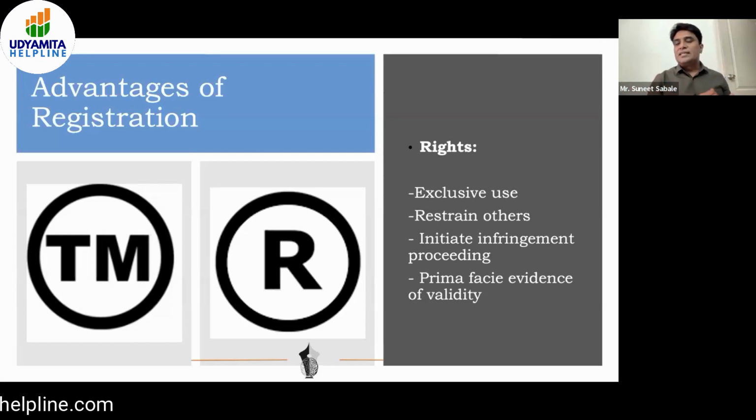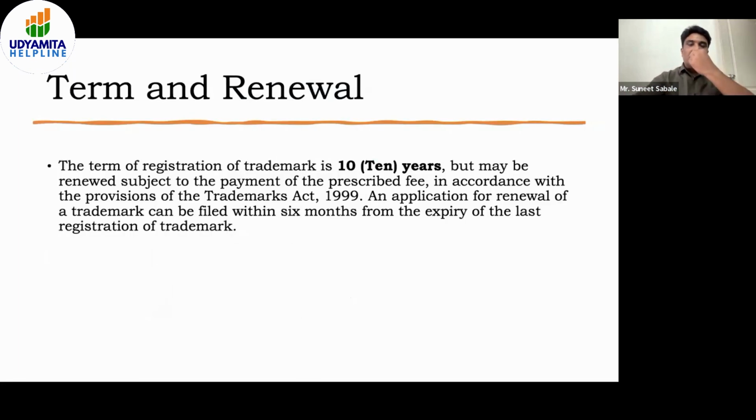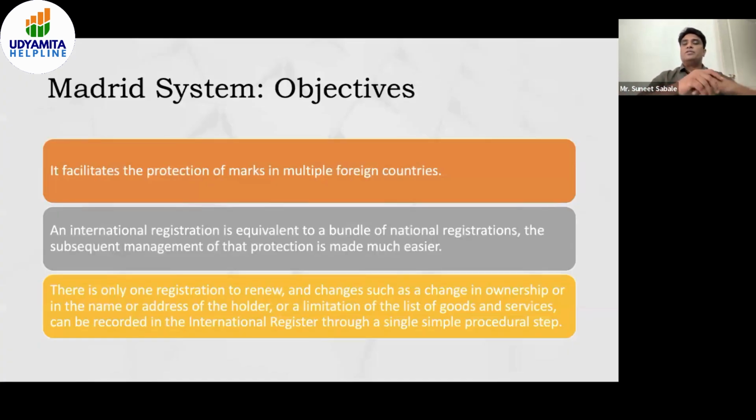So these are the rights. Everything remains the same for all intellectual property assets: exclusive use, restrain others, initiate infringement proceedings, prima facie evidence of validity. Term of trademark: it is 10 years once you file a trademark application. If it is registered, you get 10 years of protection, and before expiry of 10 years, you can renew it perpetually. So this is the only facet of intellectual property that can go from one generation to another. There is no end to it. All other intellectual property has a limited shelf life, but this does not. You can renew it perpetually.